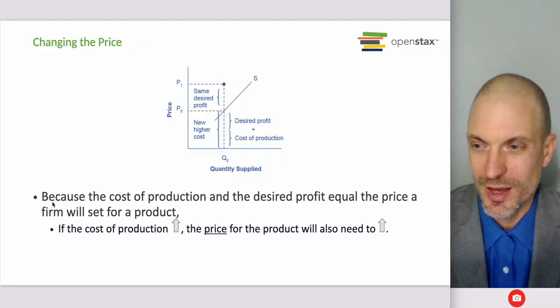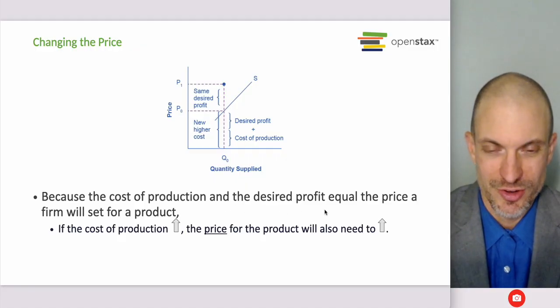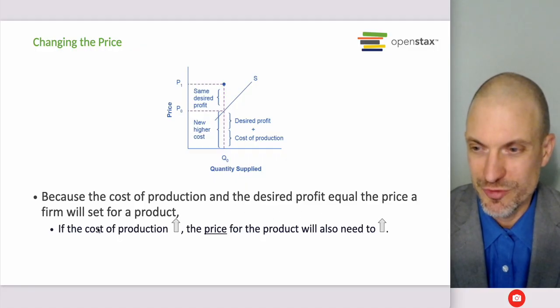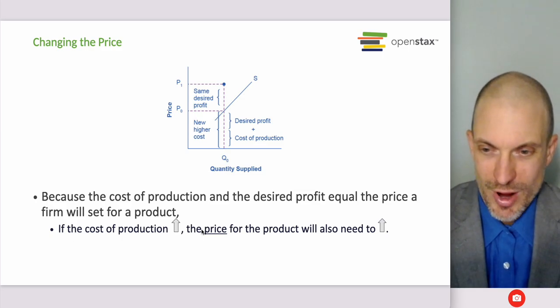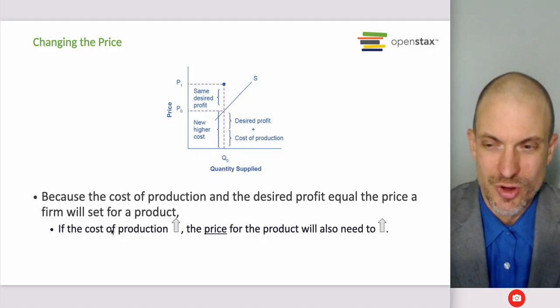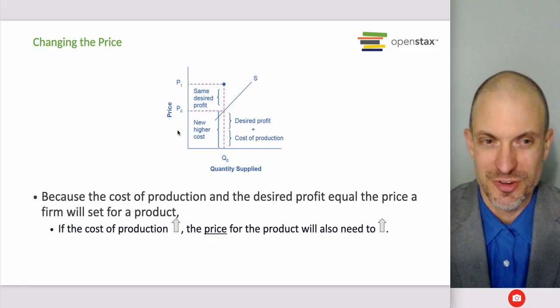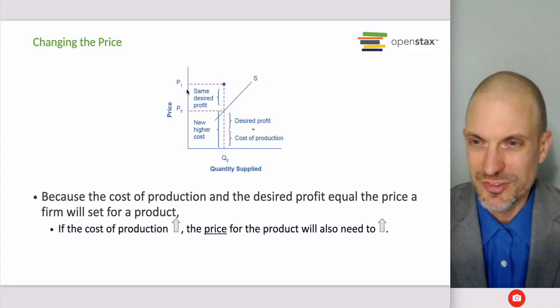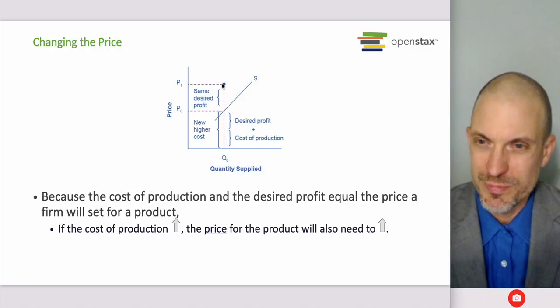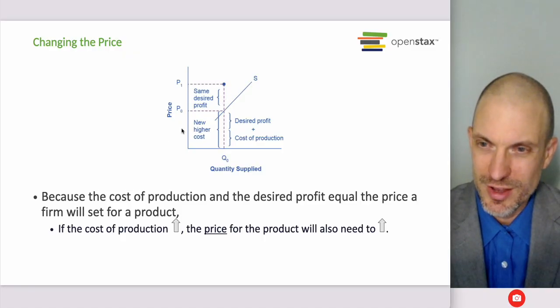Okay, let's see. So because the cost of production and the desired profit equal the price a firm will set for the product, if the cost of production rises, the price for the product will also need to rise. Yeah, right. So at higher production costs, you need a higher price to justify the production of that good, right? So let's see. This is their desired profit, and so this is going to be the cost to produce that level.